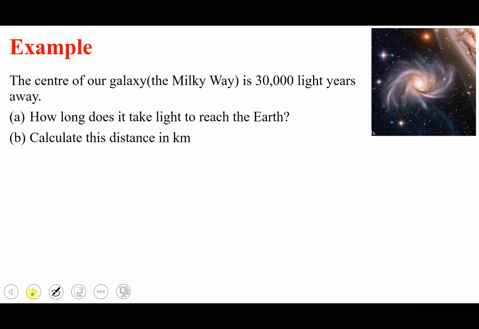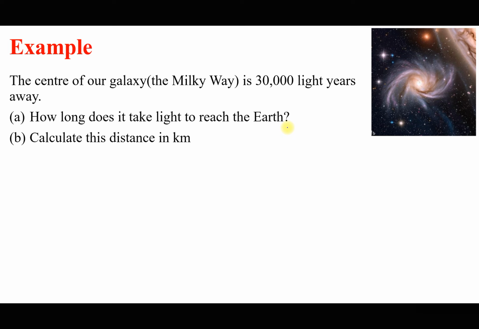Here is an example. The center of our galaxy, which is the Milky Way, is 30,000 light years away. How long would it take light to reach the Earth? Because the center of our galaxy is 30,000 light years away, it means it takes light 30,000 years to reach the Earth from the center of our galaxy.